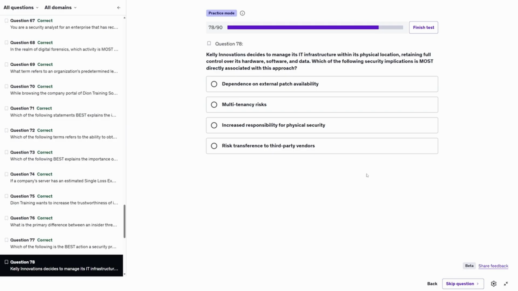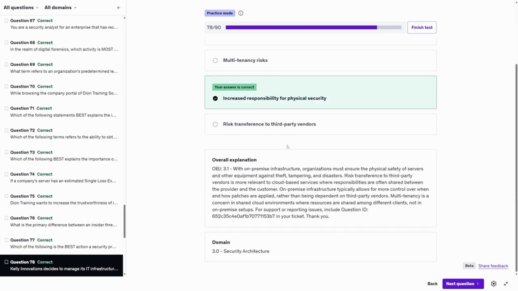Kelly Innovations decides to manage its IT infrastructure within its physical location, retaining full control over its hardware, software, and data. Which of the following security implementations is most directly associated with this approach? Correct answer here is increased responsibility for physical security. With on-premise infrastructure, organizations must ensure the physical safety of servers and other equipment against theft, tampering, and disasters. I'll leave up the other answers for a few seconds.